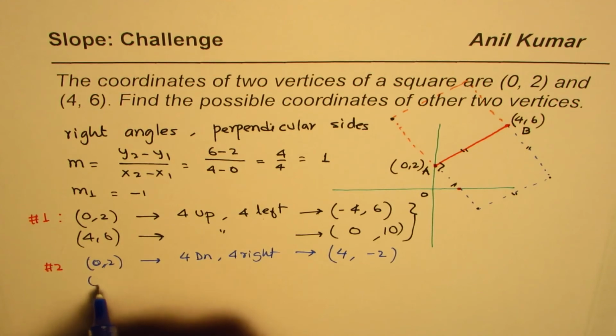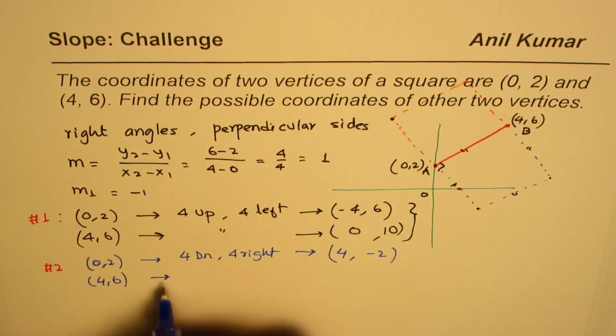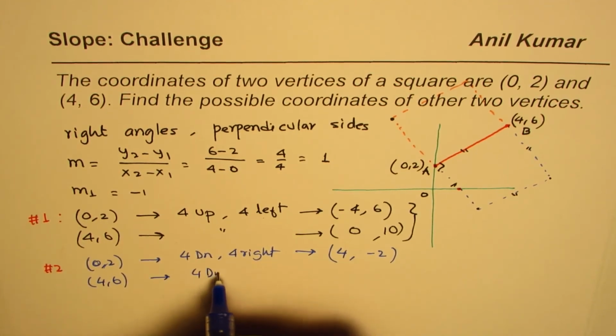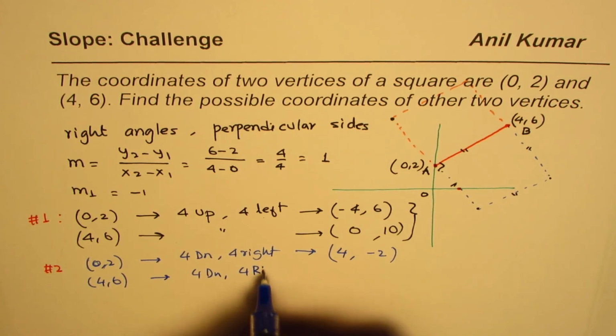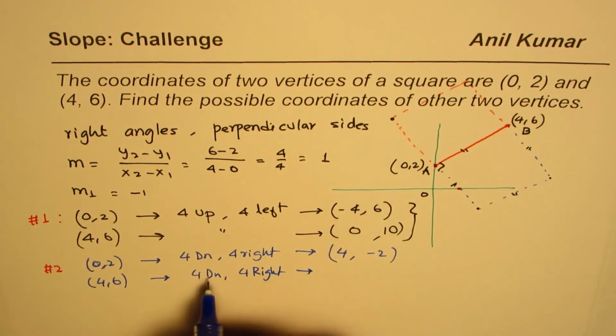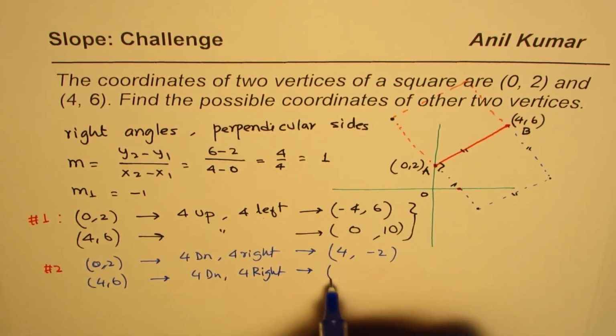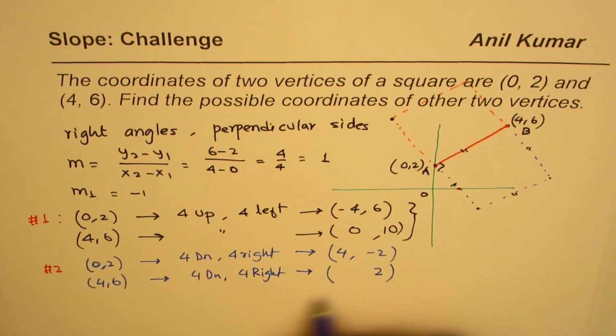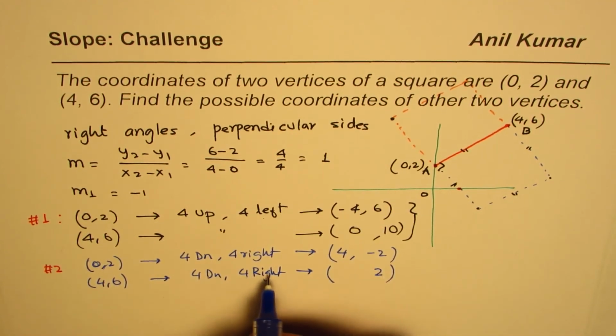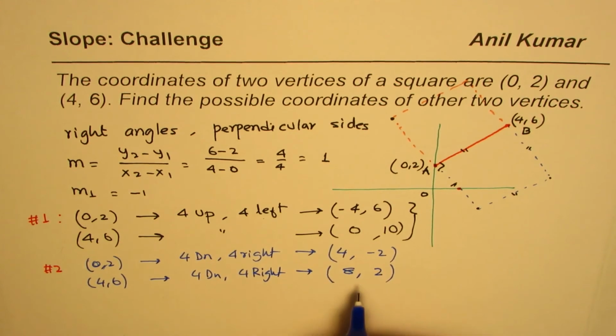Starting with the point 4, 6, 4 down and 4 right means the y value is decreased by 4. 6 minus 4 is 2. And the x value is increased by 4, we get 8, correct? So that becomes the second set of points.